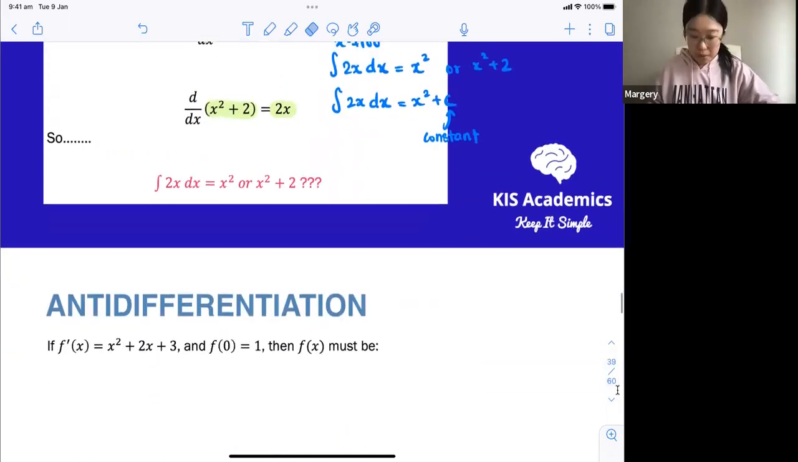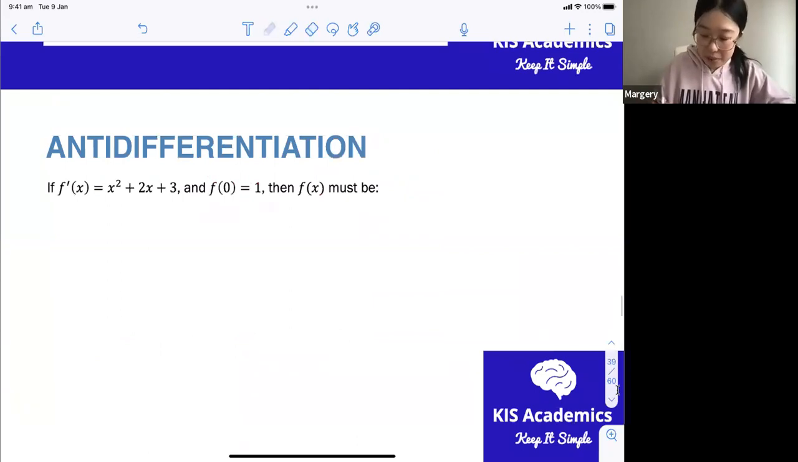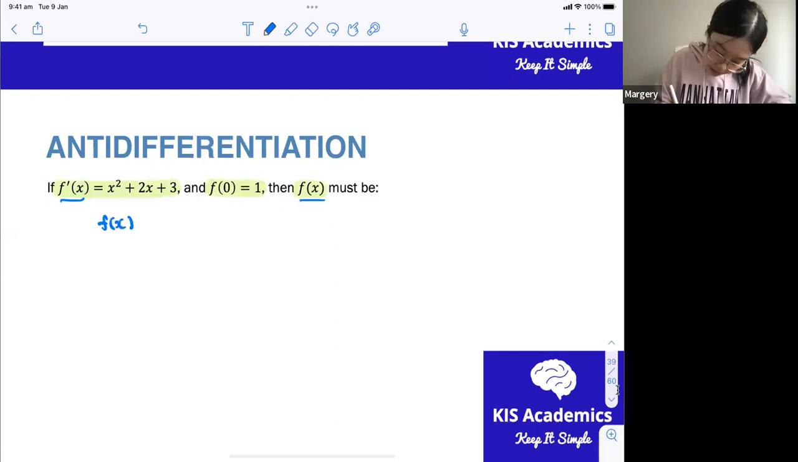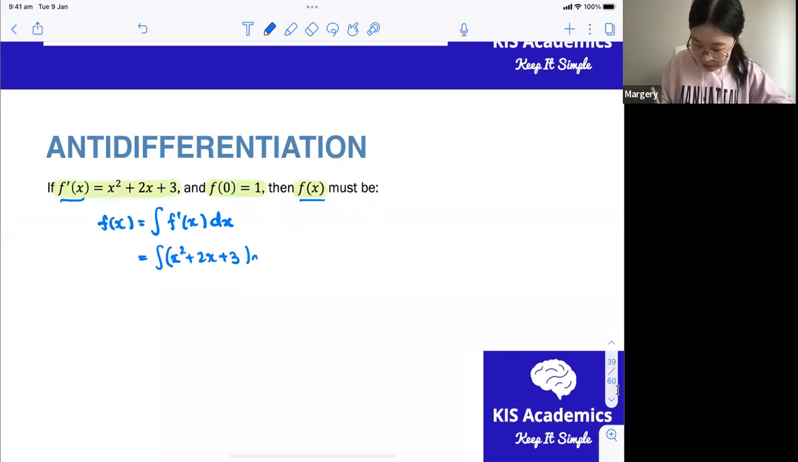We'll now look at a quick example in terms of anti-differentiation and how we would use it in practice. So if we have f dash of x is equal to x squared plus 2x plus 3, and we know that f of 0 is equal to 1, and we want to find f of x. I'm given f dash of x and I want to find f of x. So this is an anti-differentiation problem. So my f of x is equal to the integral of f dash of x with respect to x. And so I know that my f dash of x, the derivative, is x squared plus 2x plus 3 dx.